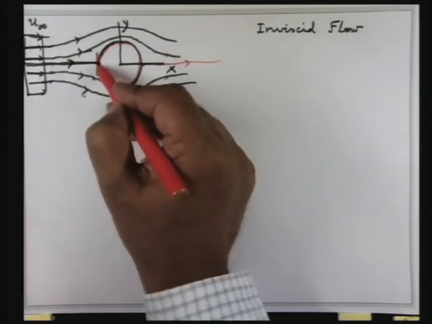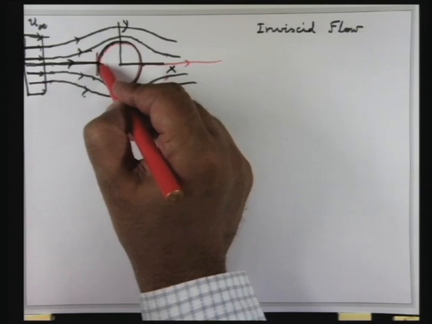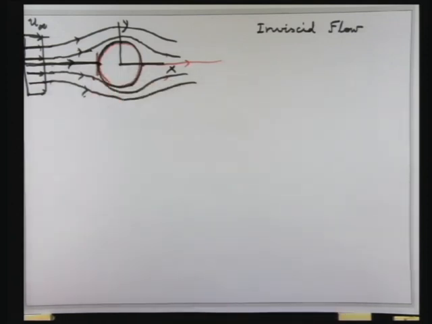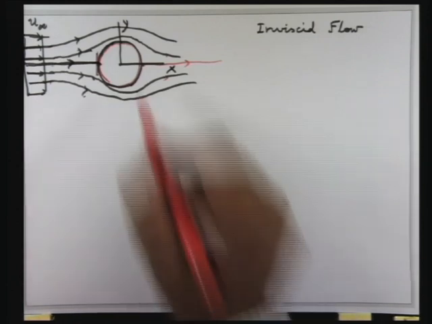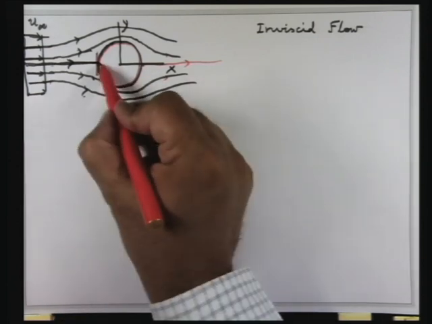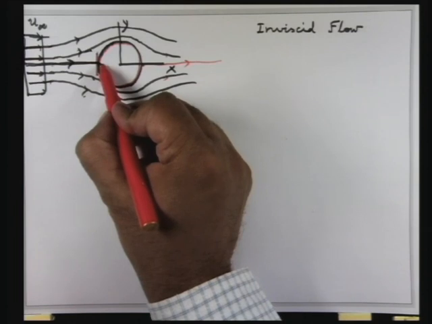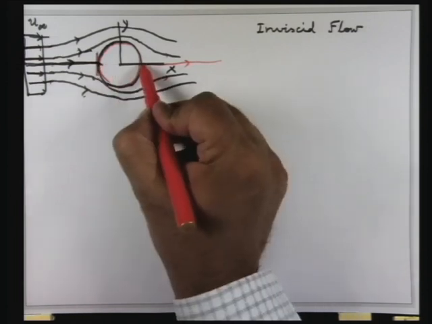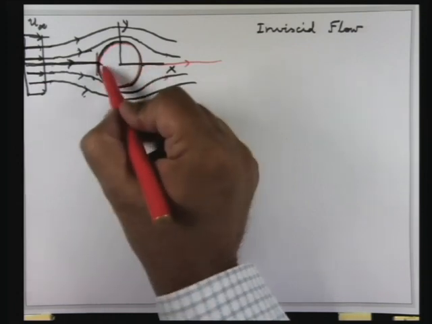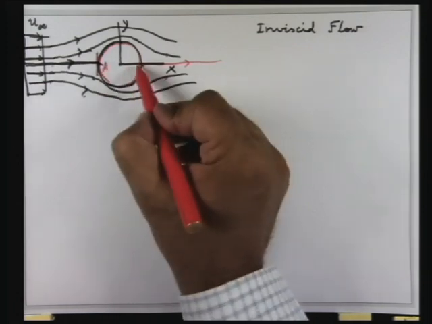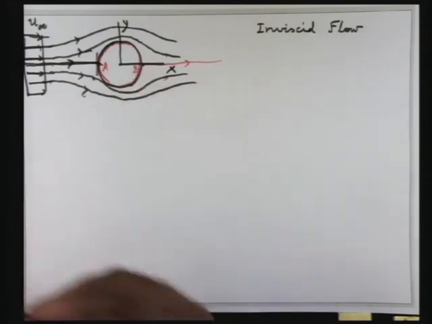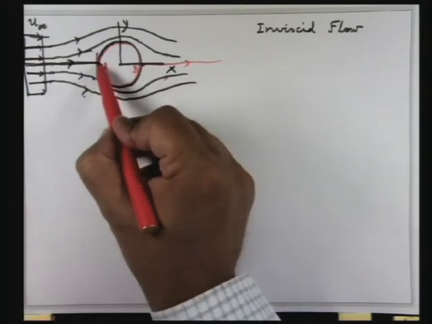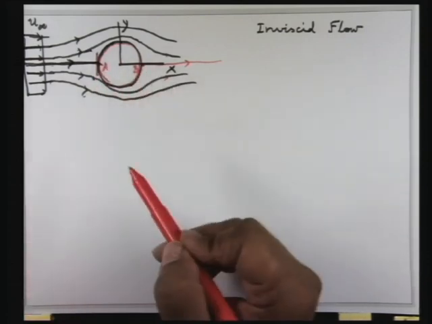So this is what we will call a stagnation point, and the pressure at that stagnation point is what you call stagnation pressure. So in this example, we will call this the forward stagnation point, and the one here we will call the rear stagnation point. So if I say this is A and this is B, then A is the forward stagnation point and B is the reverse stagnation point.